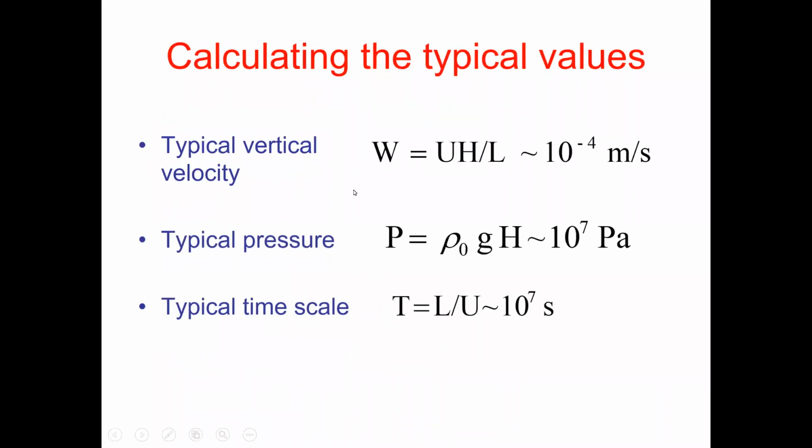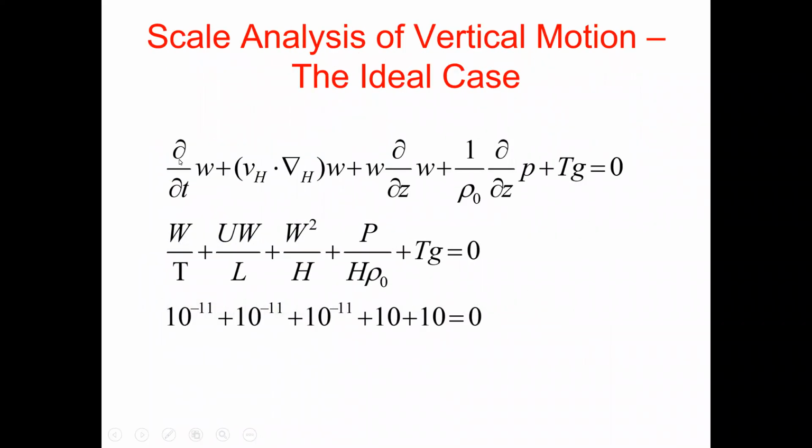Now, from this, you can take the typical vertical velocity. You take it to be the typical horizontal velocity multiplied by the aspect ratio of the depth of the ocean to the horizontal scales. You get 10 to the minus 4, which is much smaller than U. And the typical pressure is 10 to the power 7 Pascal, and the typical time scale is 10 to the power 7 seconds. Now you go into the vertical momentum, and if you substitute the typical velocity, vertical velocity, and typical time, these are the quantities: 10 to the minus 11, minus 11, minus 11, 10, and 10. So you can see there's 12 orders of magnitude difference.